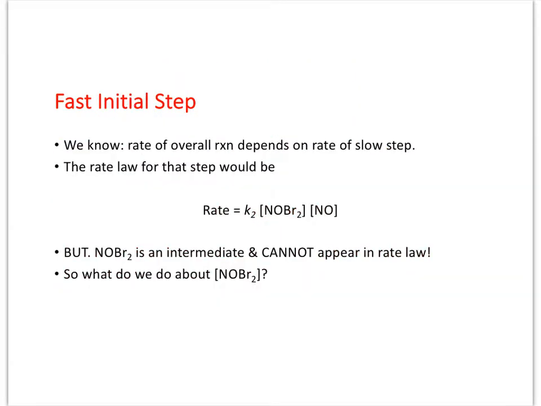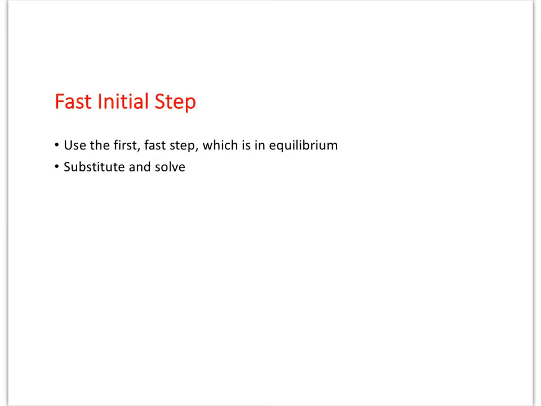So the rate of the overall reaction depends on the slow step. This is the second elementary step's rate law, but I can't use that as my overall rate law because this is an intermediate. It was made during step 1 and is used during step 2, and I can't have an intermediate in my rate law. So we've got to substitute something in for that. What we do is use the fast step and the fact that it is an equilibrium to substitute the other side of it into the slow step and solve from there. Let me show you.